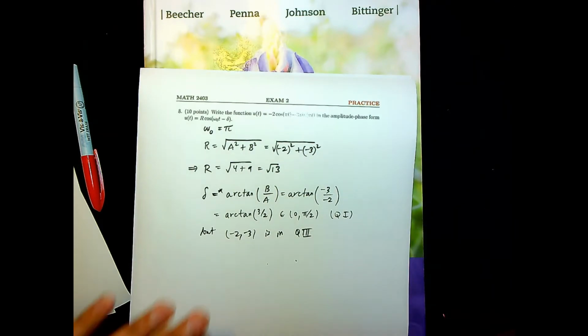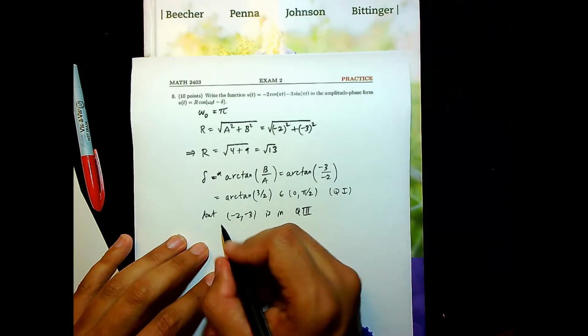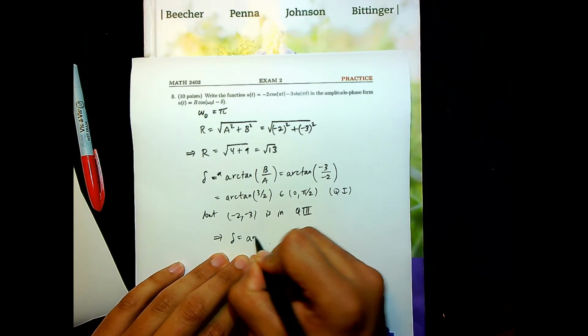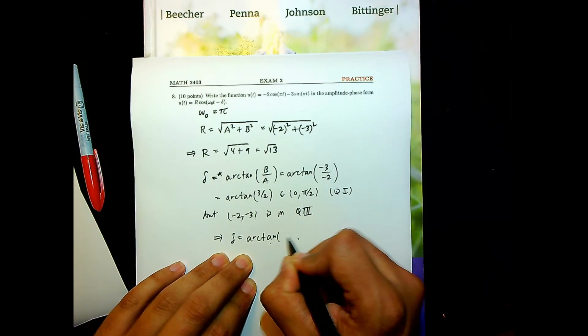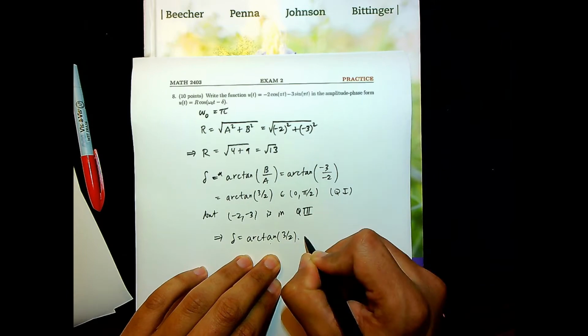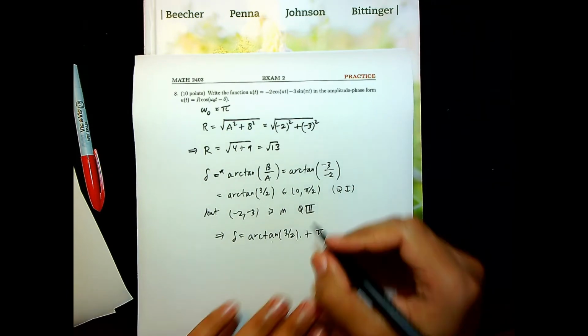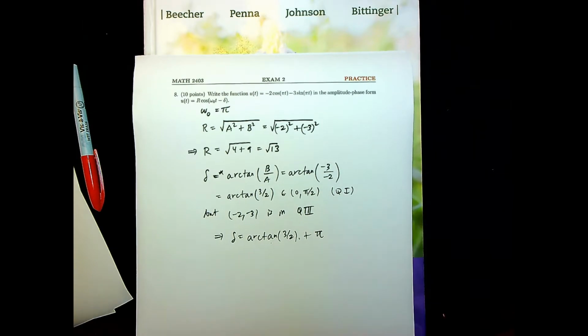So we need to fix this then. We're going to fix it by adding pi. So that means delta is actually going to be arctangent of 3/2 plus pi. Right? And now we have found everything. We have found the omega naught, the r, and the delta.